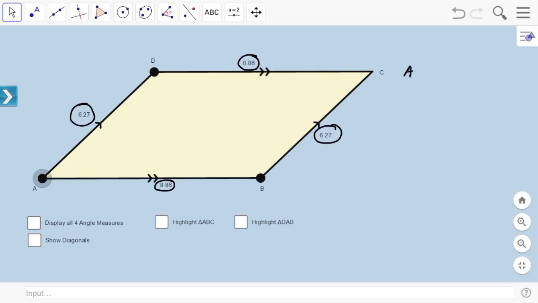So this is the property of parallelogram. In parallelogram, opposite sides are parallel, that is AB parallel to CD and AD parallel to BC. And one more property is opposite sides are equal. AB is equal to CD and AD is equal to BC. Opposite sides are parallel and equal.